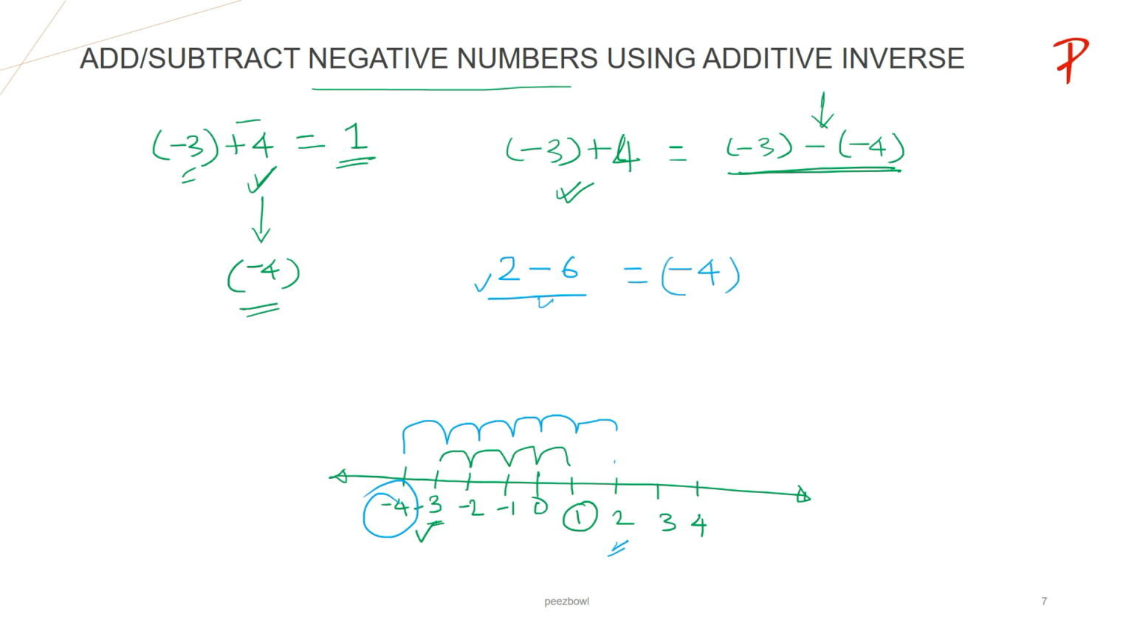This is the answer. But by using additive inverse, we can complicate the question. For example, by using additive inverse, 2 minus 6 will become 2, this minus will become plus, and this 6 will become additive inverse of 6, right? So isn't it complicated? To solve this kind of problem, we adopt additive inverse for negative numbers. When we add or subtract any positive number, we don't use additive inverse because the calculation itself is very simple.